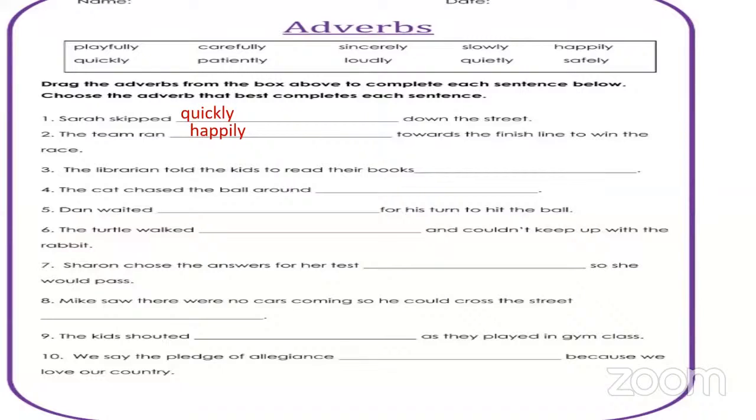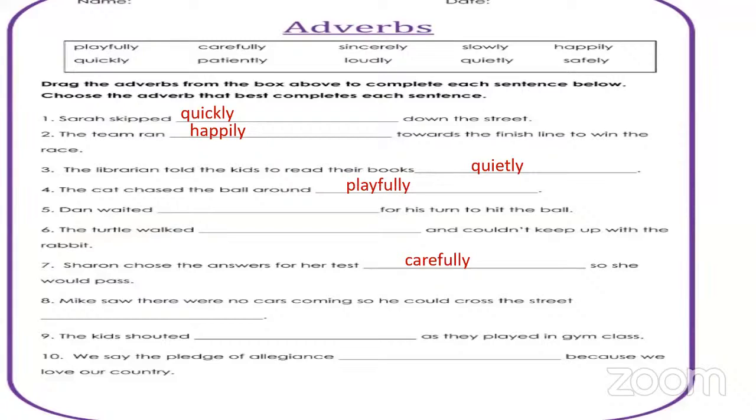That's a preposition. Towards the finish line to win the race. They ran happily. Right. Number 3. The librarian told the kids to read their books. How do you read books? Quietly. Right? The librarian told the kids to read their books quietly. Okay?